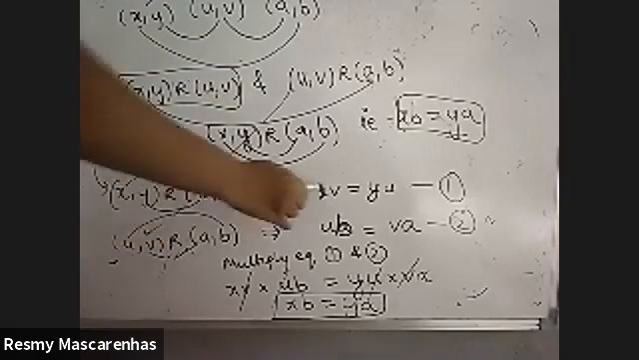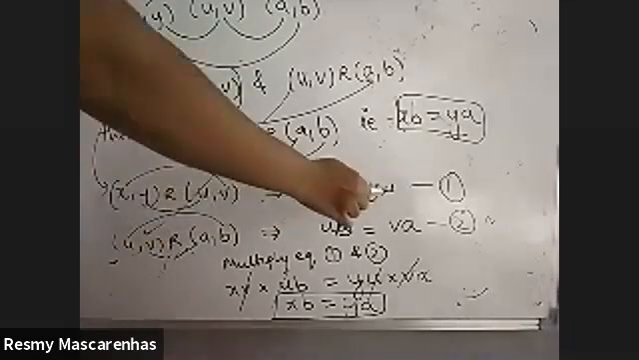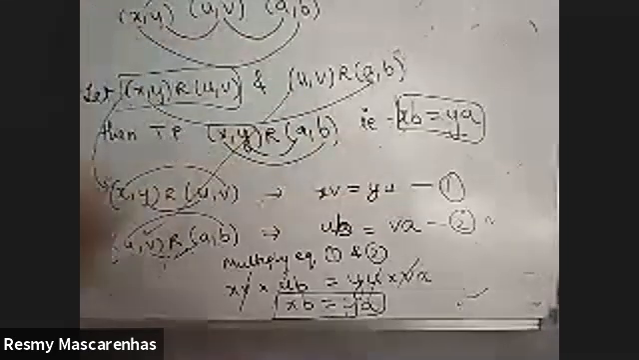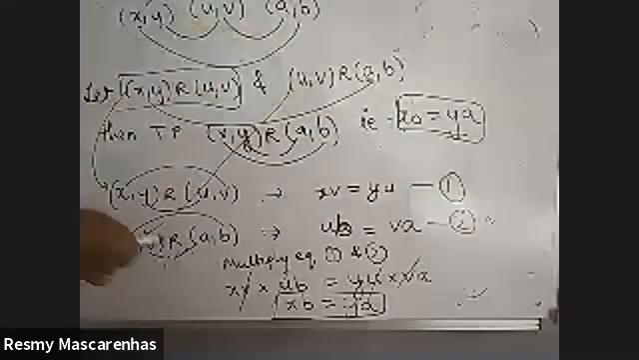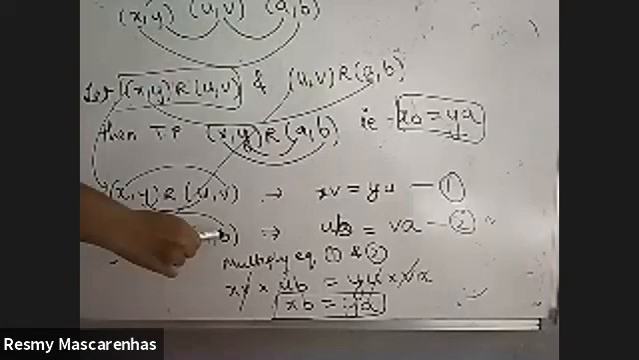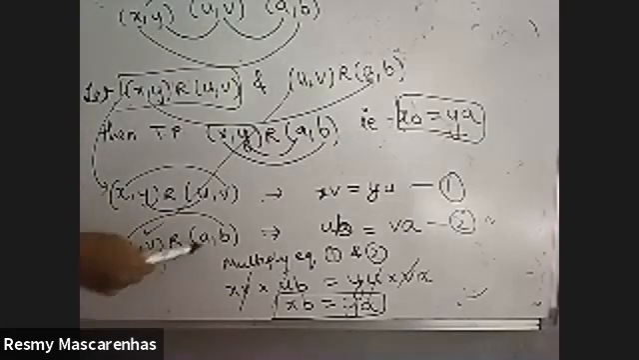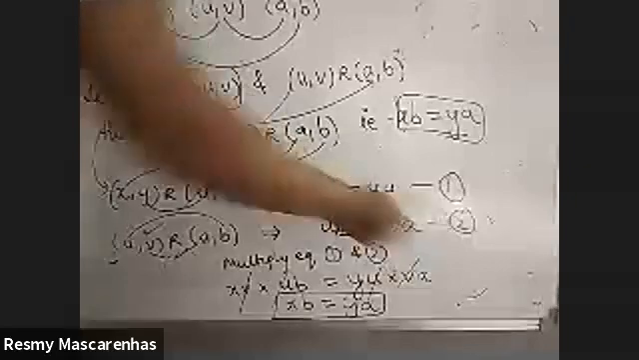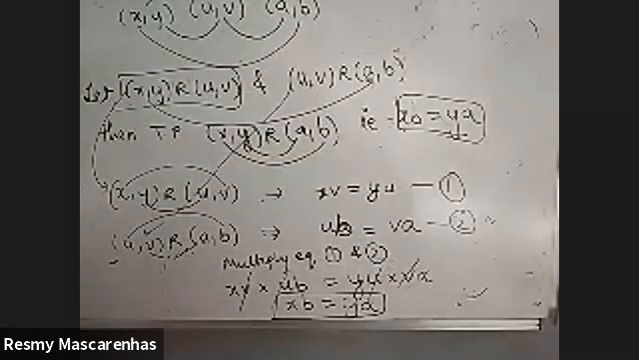So x into v will be equal to y into u. So we'll get the first equation. Same way, use this relation also. So u into b will be equal to y into a. So that will be the second equation.